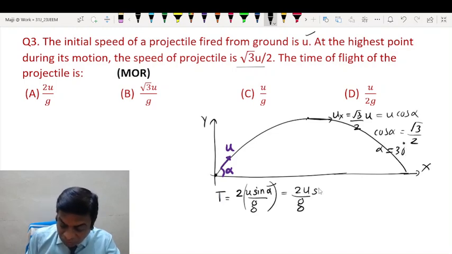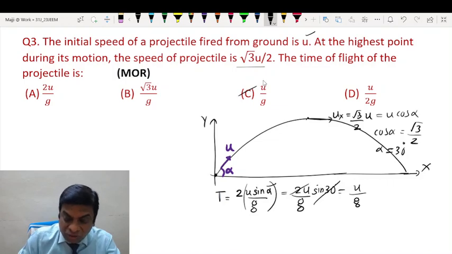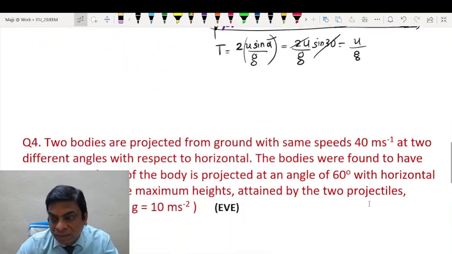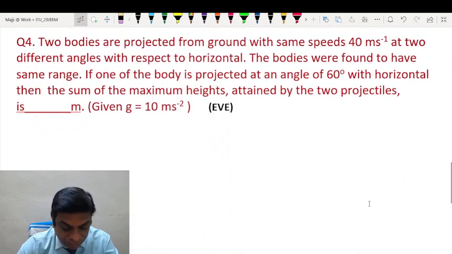So here we have to put the value of alpha, which is 30 degrees. So sin 30 is half, so 2 gets cancelled. We are left with u by g. This is how you are supposed to calculate. Moving on to the next question.